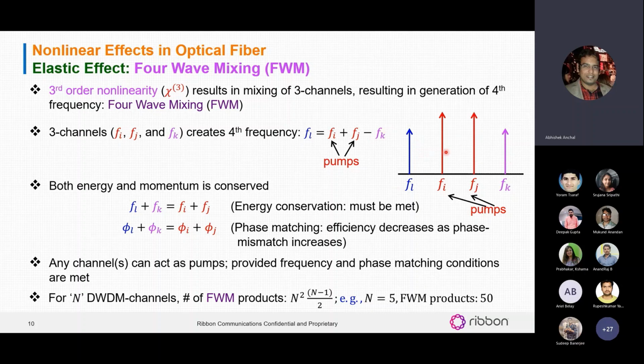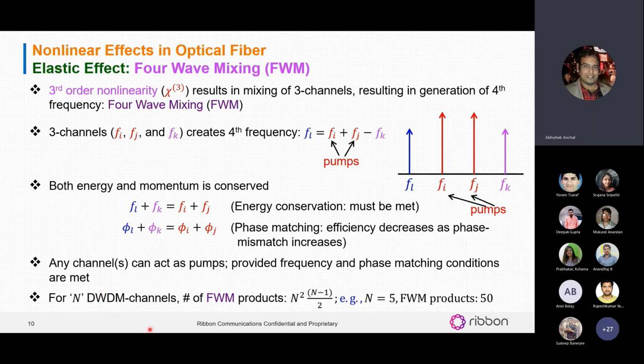So any two channels, or even a single channel, can act as a pump, work with another frequency or another channel, and generate the fourth wave. Now, let's say in a 100 gigahertz channel spacing DWDM system, there are 48 channels. This means from these 48 channels, you can select any three channels, and these three channels can generate the fourth channel. So there are various ways you can generate many four-wave mixing products out of three channels from 48 channels.